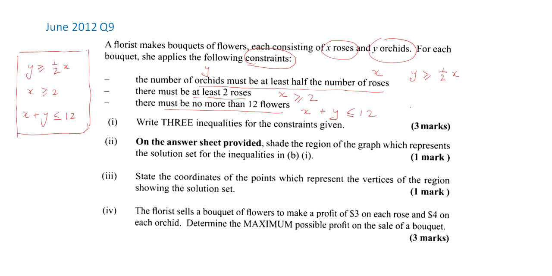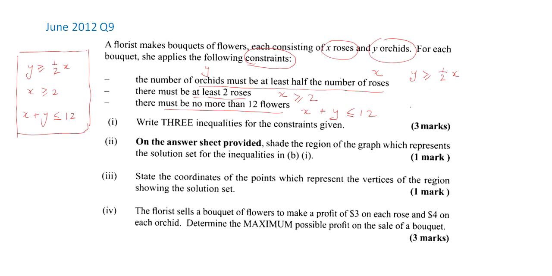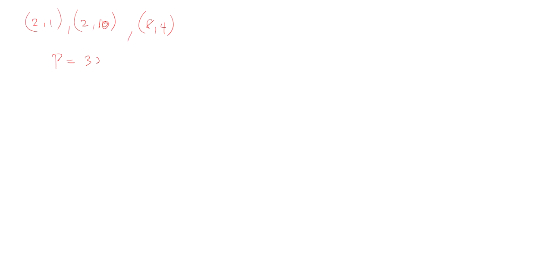In the question they said the profit is $3 on each rose and $4 on each orchid, right? So what you need to do is write an equation for the profit. The profit will be 3 multiplied by each rose. A rose is represented by x, so it's 3x plus 4y. That is the profit equation, because they told me they will make $3 on each rose and $4 on each orchid.